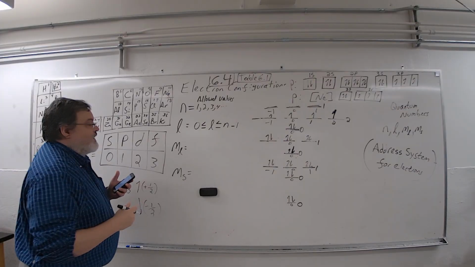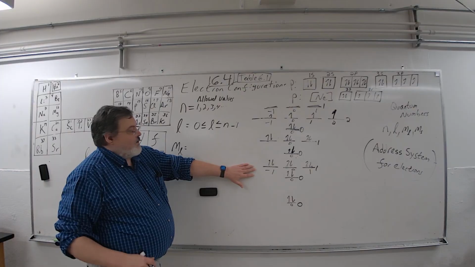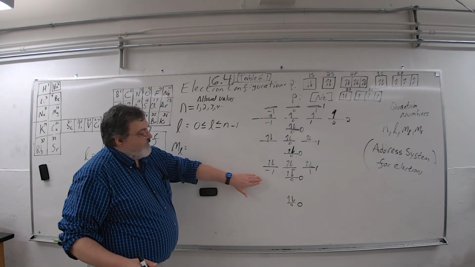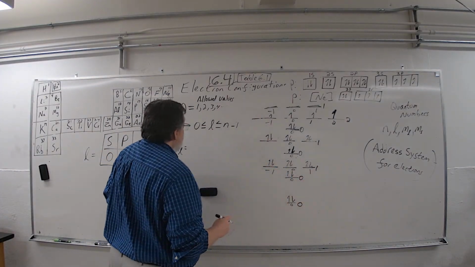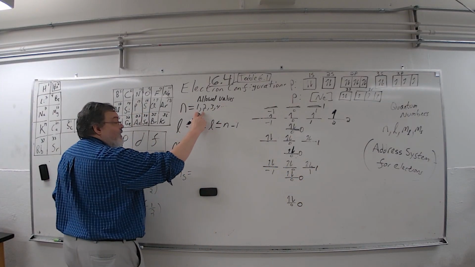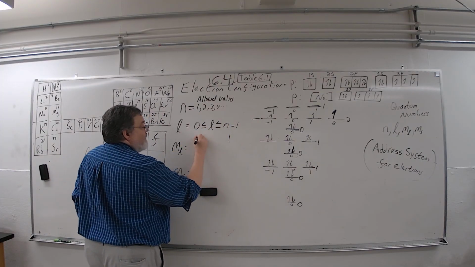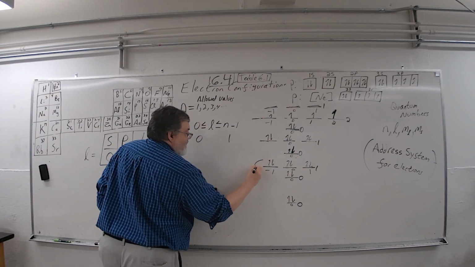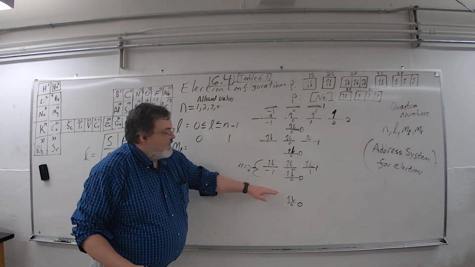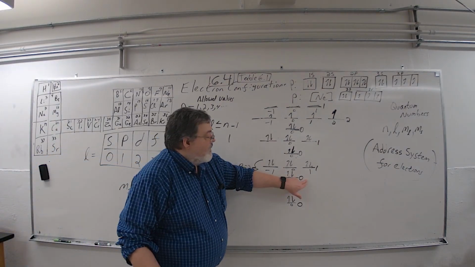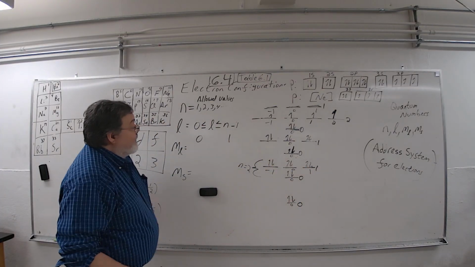If you've already designated your n value, like let's say I said the n value is 2, you only get 2 choices. You get 0 up to the n value minus 1. So if I said n is 2, then the maximum value L can be is 2 minus 1, which is 1, and 0. So if I'm in this level, where n equals 2, my only possible values for the L number are 0 and 1.